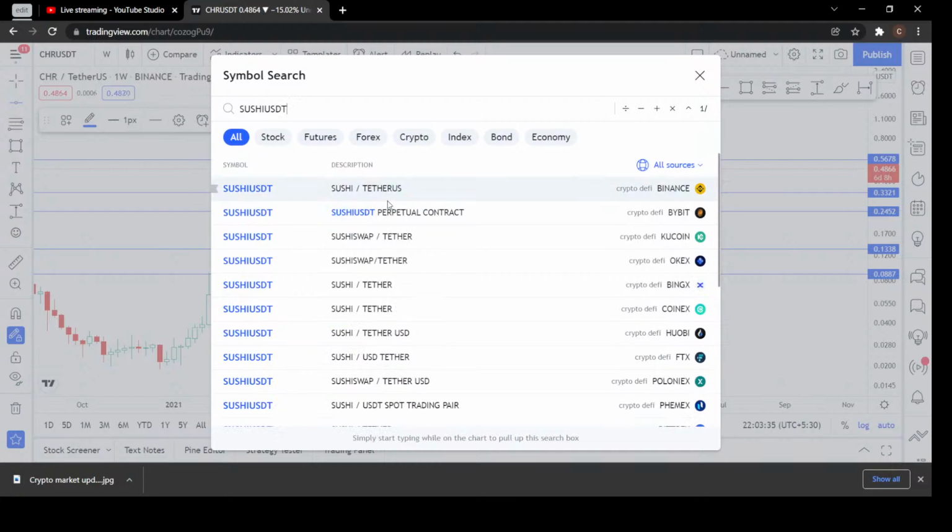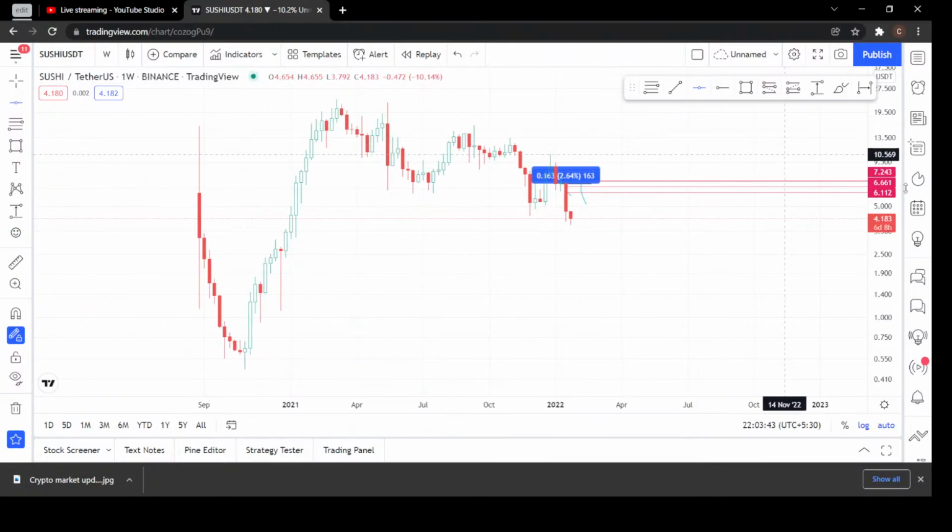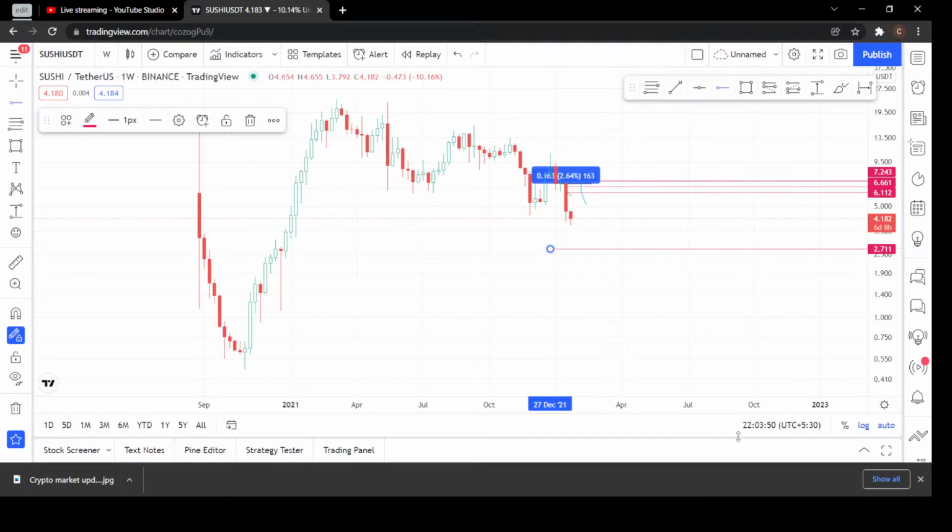Let's see what sushi is doing. Sushi is something that people were extremely bullish on, and now it is again going back. Where do you think sushi price will stay if it stops falling right here? This will be your first range to buy. On a first touch basis, it can give you at least 10 to 15% profit, even 20 or 30. So just keep an alert.